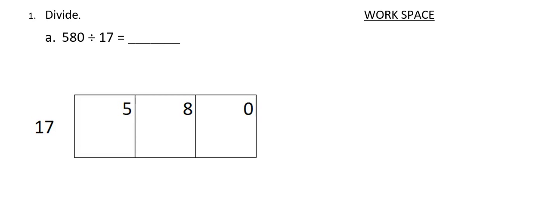If I look at my first step, it is to see how many groups of 17 I could get out of 5. Well, I can't take any groups of 17 out of 5, so I'm going to move the 5 over to the next box. Now my question is, how many groups of 17 can I take out of 58?